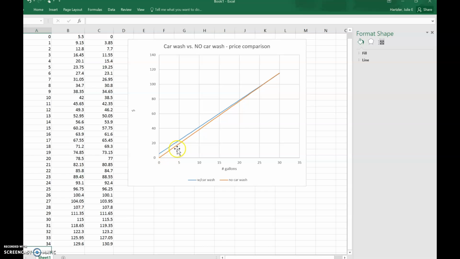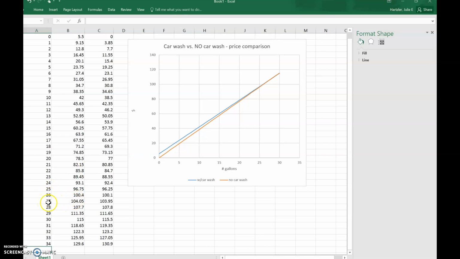Notice the orange is cheaper to begin with. See how the cost is lower? So that's no car wash. So not getting the car wash is cheaper until I hit that 27.5. And then the blue one's more expensive at first. But then if I make my graph go out further, the blue is going to be underneath down here. And so with the car wash is actually going to be cheaper in the long run. But you have to get 27.5 gallons of gas.